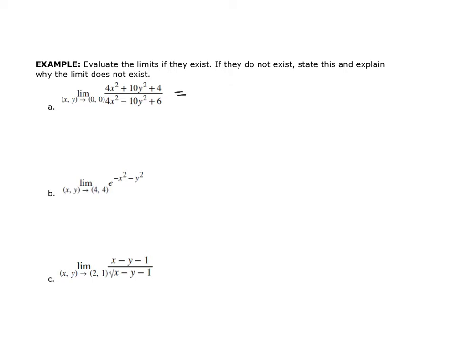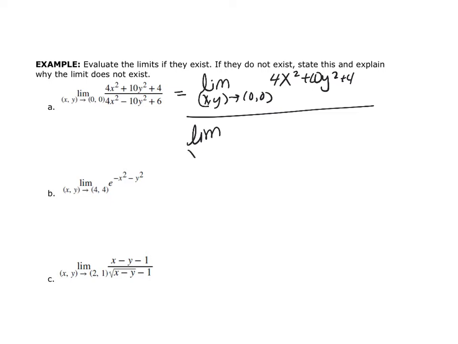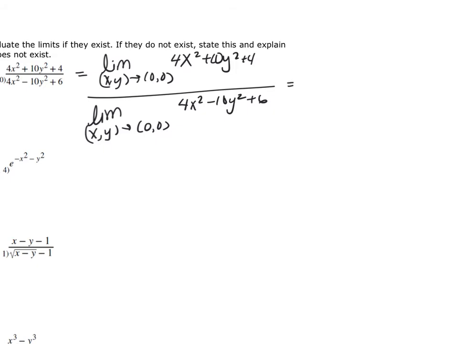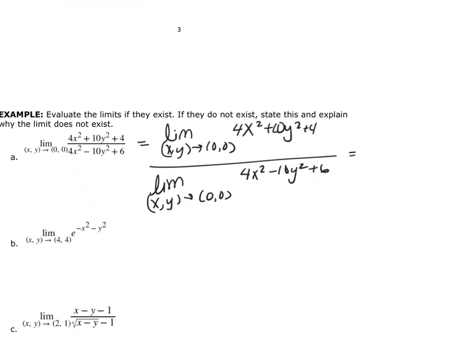The limit laws that allow me to do this: the limit as (x, y) approaches (0, 0) of the numerator, 4x squared plus 10y squared plus 4, divided by the limit as (x, y) approaches (0, 0) of 4x squared minus 10y squared plus 6. And it's a direct substitution. What allowed me to do this is my quotient law, so I can take the limit of each one individually. When I do that, I end up with 4 in the numerator and 6 in the denominator, which of course reduces to 2/3. So that is my answer.